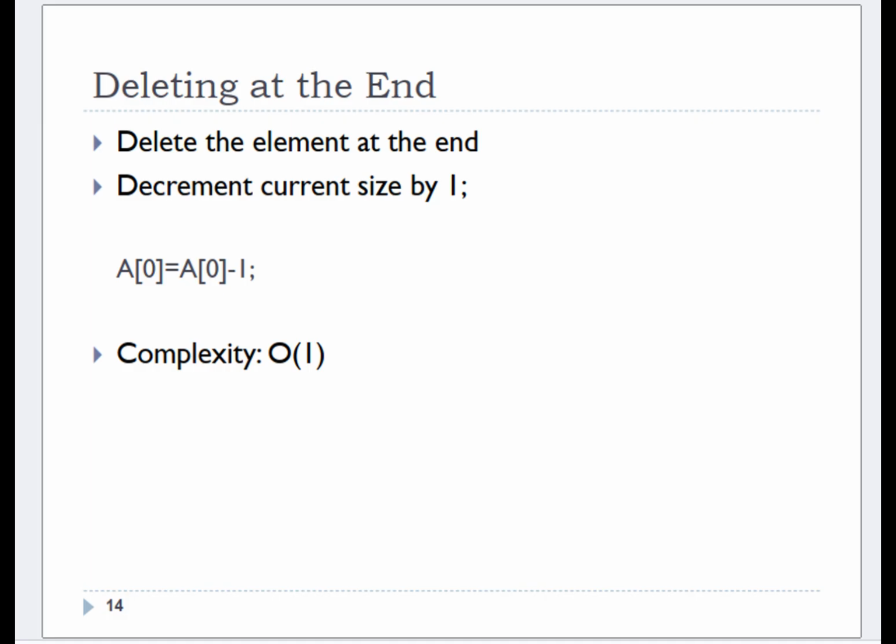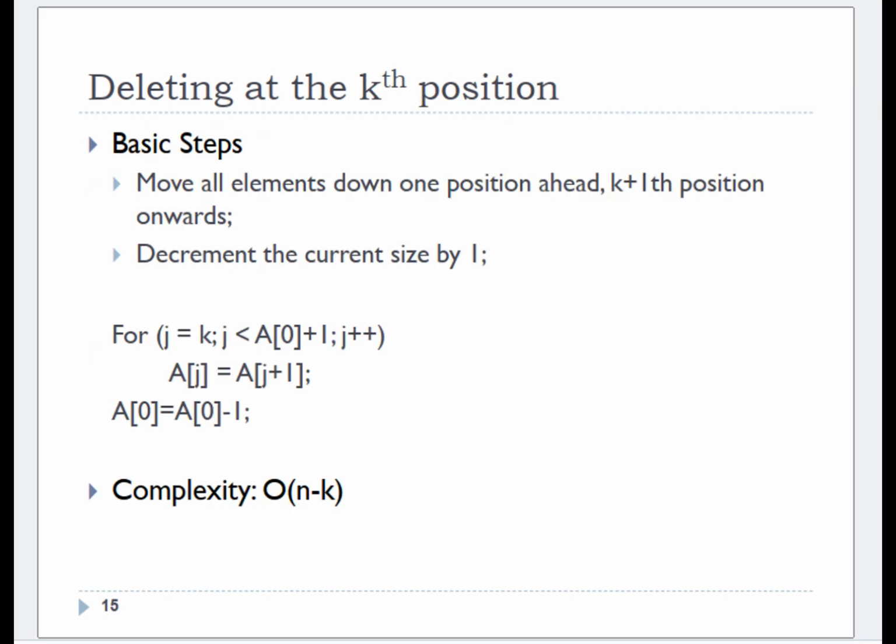13. Deleting at the end. Delete the element at the end and decrement the current size by 1. A[0] = A[0]-1. Complexity: O(1).